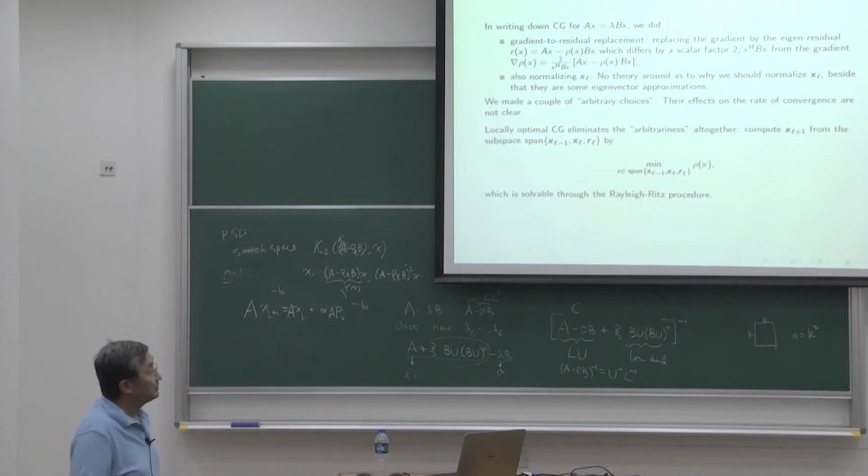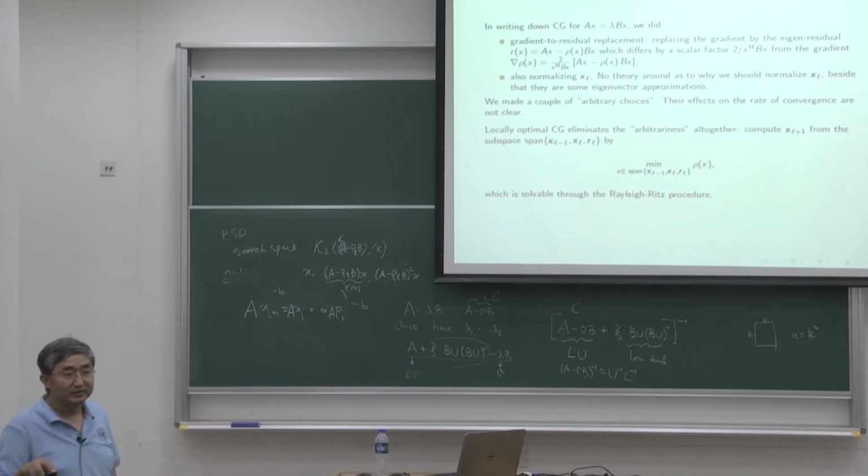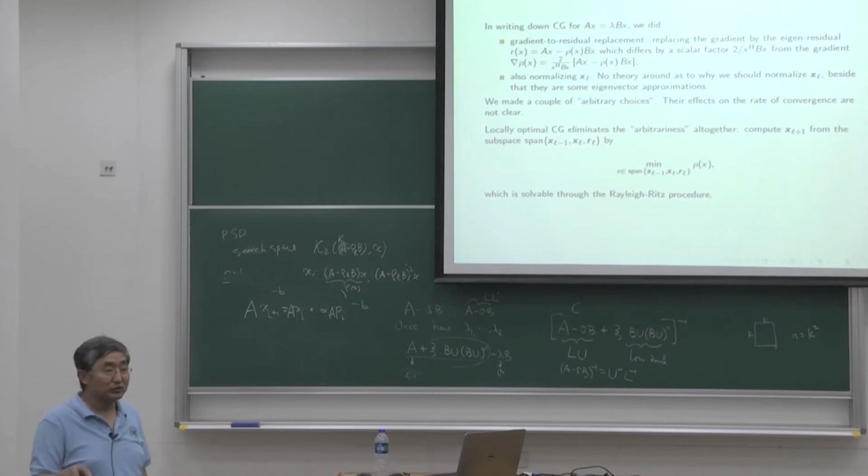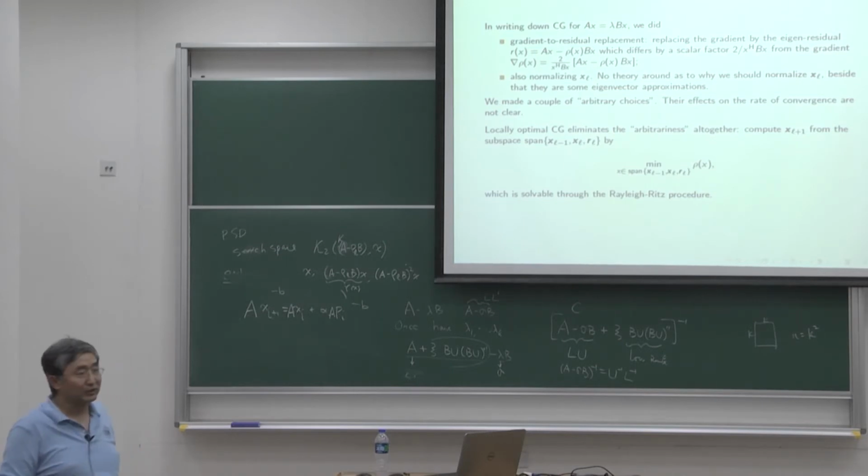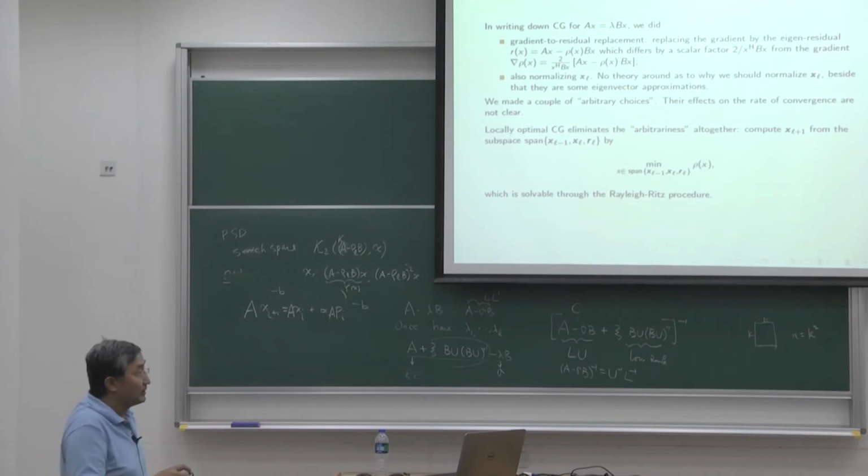Now, I mentioned before, look at that: from linear CG to CG, we already made some kind of arbitrary choices, right? In particular, there's the beta choices. Now, this arbitrary is not totally arbitrary, but there's something that's unjustified. It's hard to say you have to do it this way.